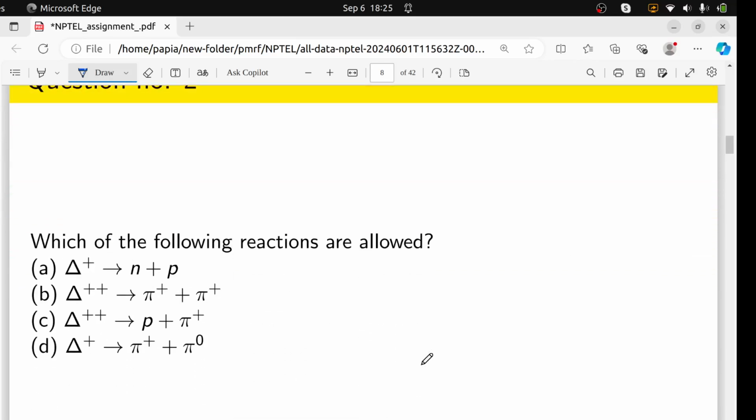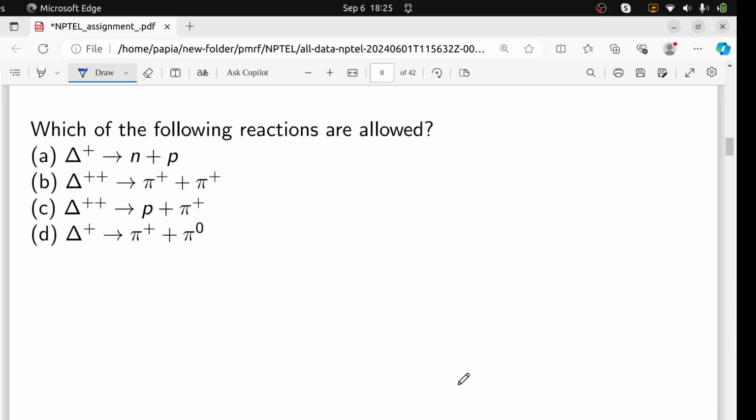Okay, now coming to question number 2. Question number 2 is: which of the following reactions are allowed? Obviously, it's a very simple question; you can see by having a look at it. I think we already explained this type of question in the last class also, so we will quickly do that one.